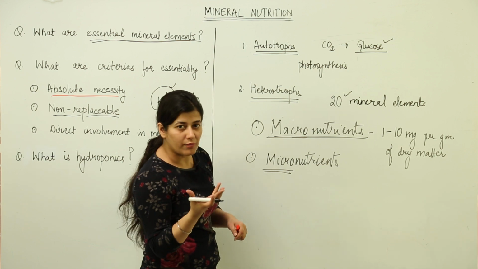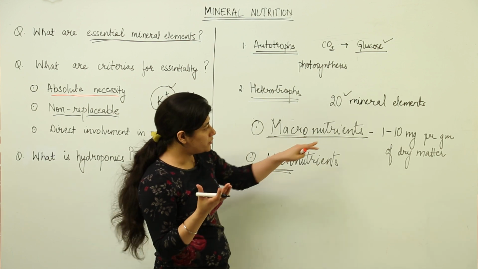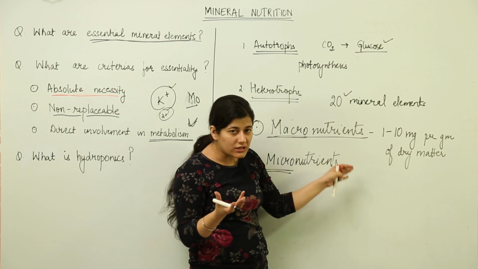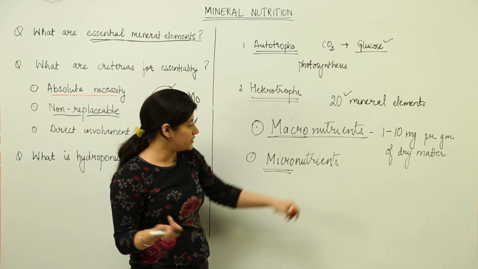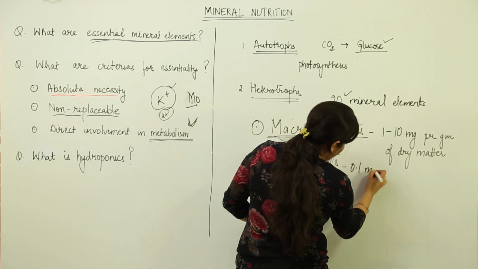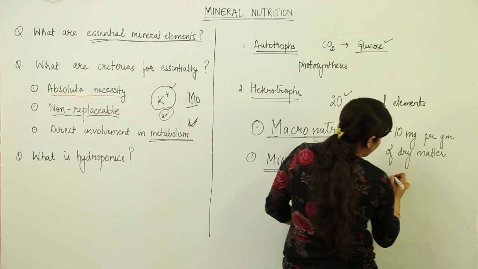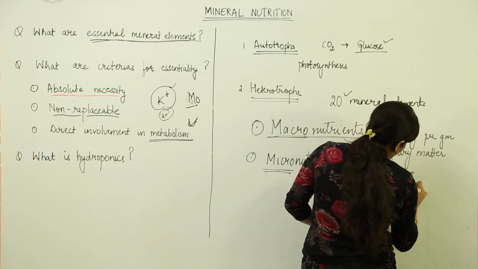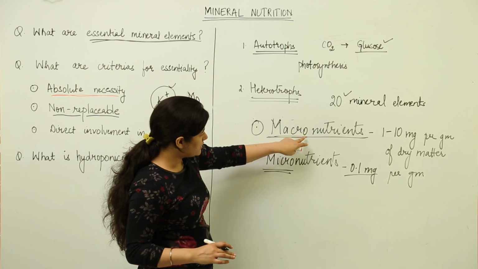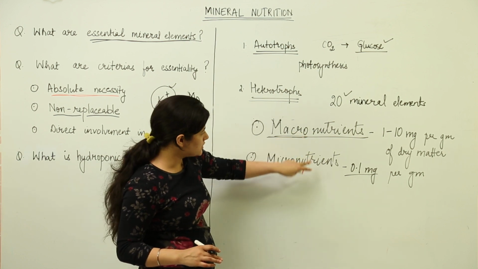Alright, I take 1 gram of dry matter, and if 1 to 10 milligram of that particular mineral element is present in it, I would classify it under macronutrient. And if it is present in 0.1 milligram or less, same thing, per gram of dry matter, then it would be classified as a micronutrient. So we get across macronutrients and micronutrients.